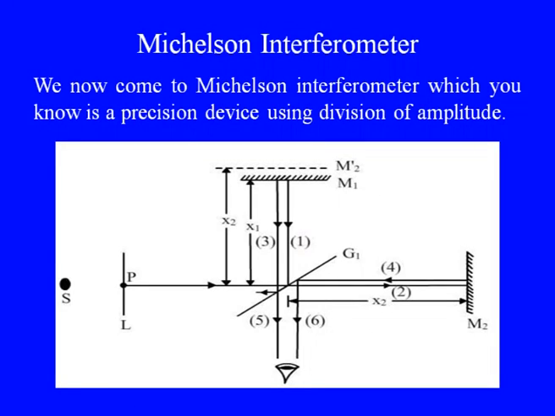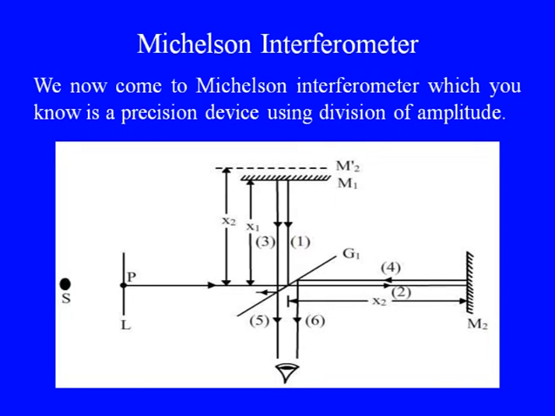Ray 2, which has gone through this splitting plate, is reflected by the mirror M2 as ray 4, and when ray 4 falls back on the splitting plate G, it gets reflected, and we have ray 6. Now, both 5 and 6 reaching the observer have originated from the same basic ray to begin with, and therefore they form a coherent pair and will cause the interference pattern.